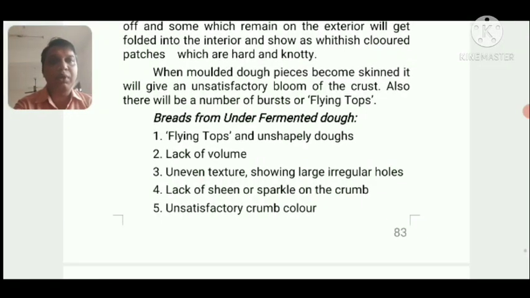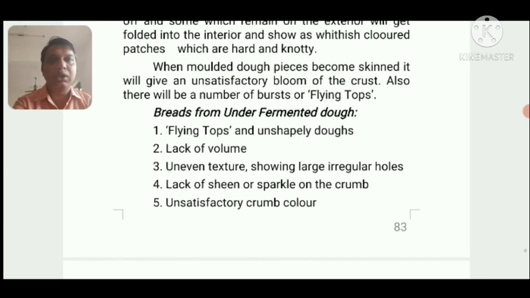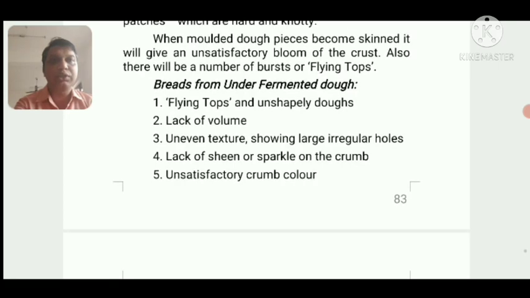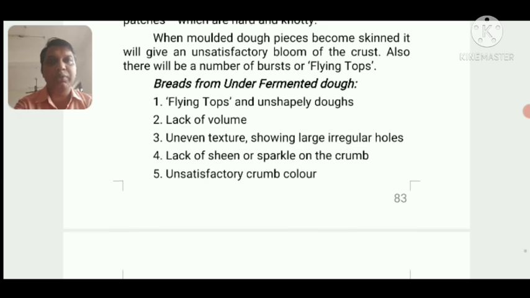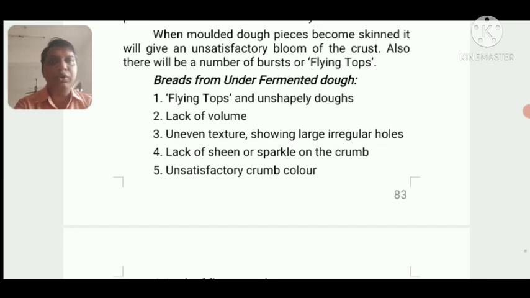Then we have breads from unfermented dough. What happens if the dough does not get the full fermentation time and the yeast does not work properly? Then you get flying tops and unshapely dough. Somewhere the dough has good fermentation and good size, and elsewhere it is not in proper shape, or it is dull compared to the other part of the bread. Then lack of volume means the moisture content is more evaporated, more lost.